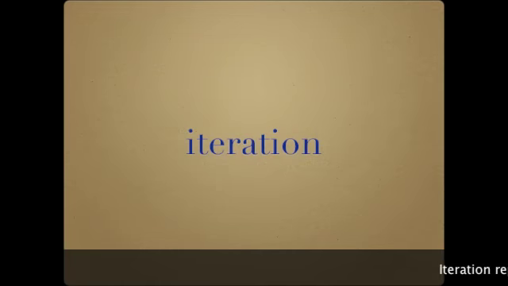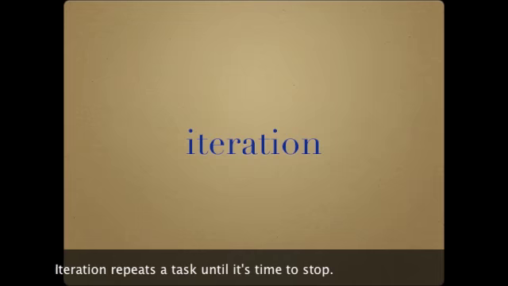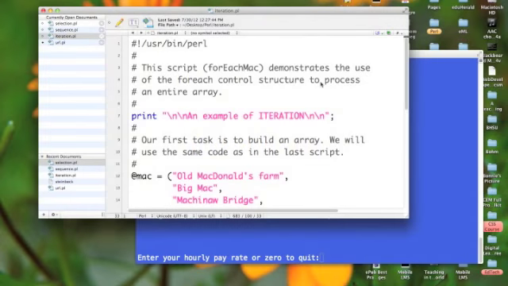The last logical construct is iteration. Now, iteration is simply a fancy word that means repetition. To iterate is to repeat a task until it's time to stop. We often call this a loop. Okay, I've got one last example to share with you, and this one is an example of iteration. Now remember, iteration is where we repeat a task until it's time to quit.